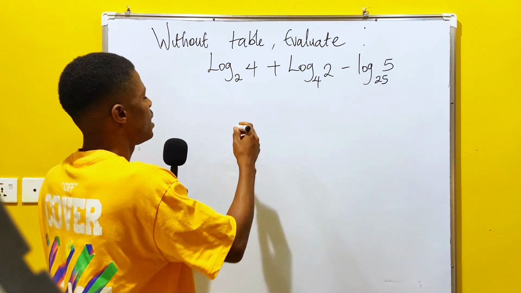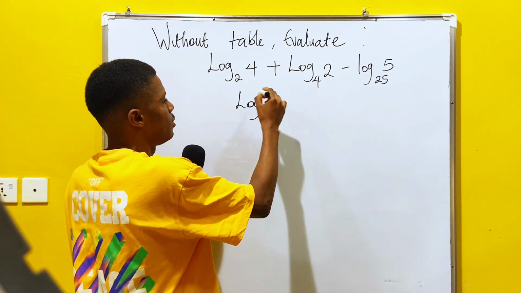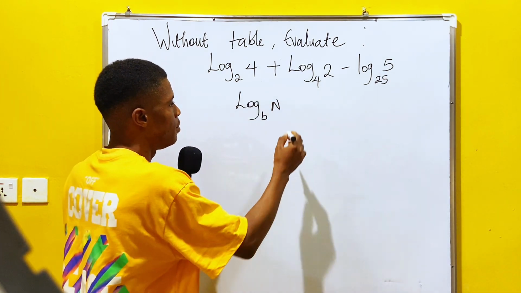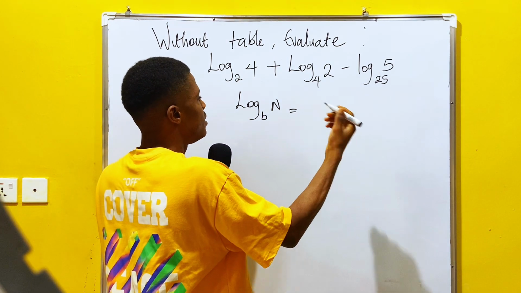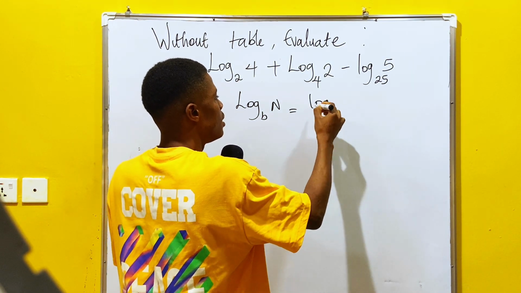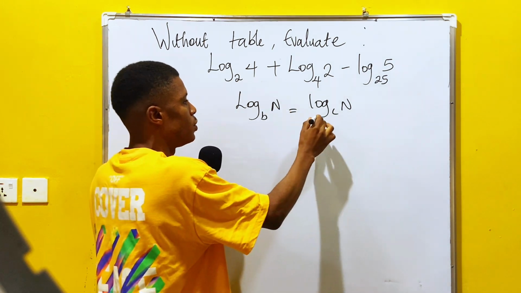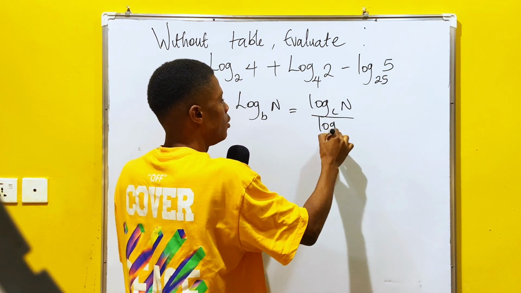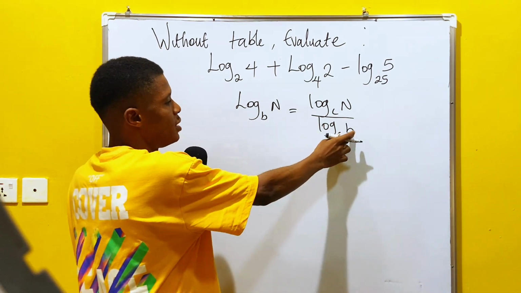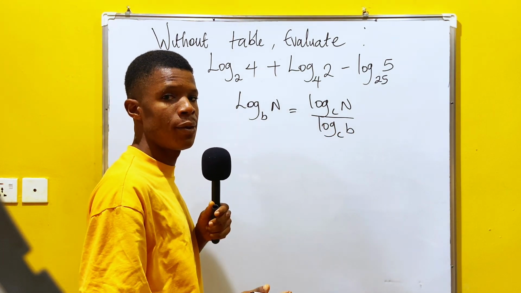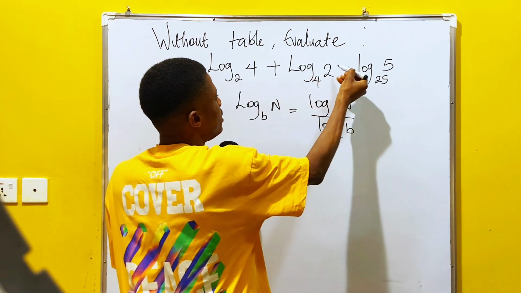In change of base, let's say we have log base b of n. If you apply change of base to this, you can pick any base you want. Let's say base c. This will now be log base c of n. The number always stands as the numerator, divided by log base c of b, and the base becomes the denominator. So if you understand this, we are going to apply it to all of these terms.